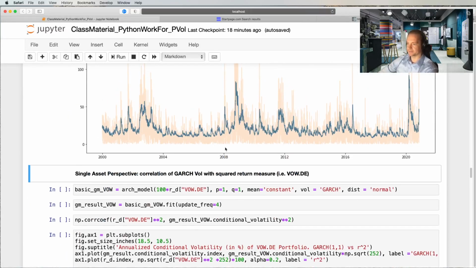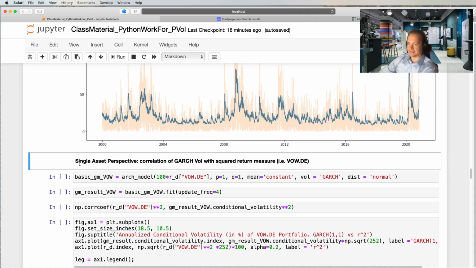Okay. So let's go to a single asset perspective. Again, I like to go to the market first. It's an aggregation. There's less noise involved because of the diversification that happens. And let's just go to a single asset. And I also want to compare the correlation of the GARCH vol with squared returns.